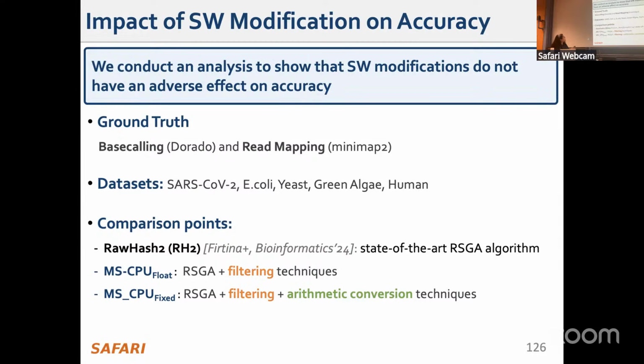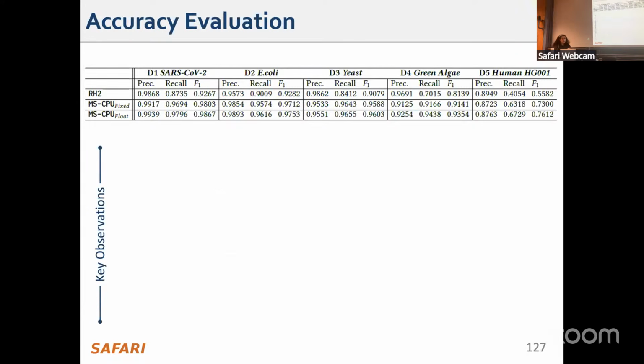And then the data sets are with different species, as you see, like diverse species. Each of them have different reference genome sizes. And the comparison point would be RowHash2, which is a state-of-the-art raw signal genome analysis algorithm. And Mars on CPU with just this first software optimization, and Mars on CPU with both of these optimizations.